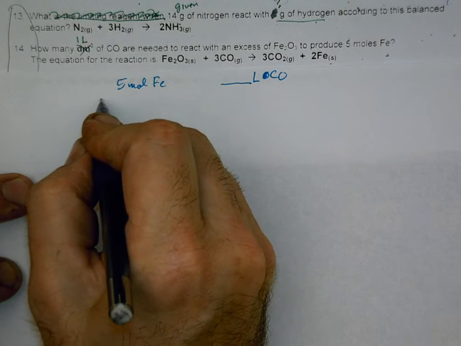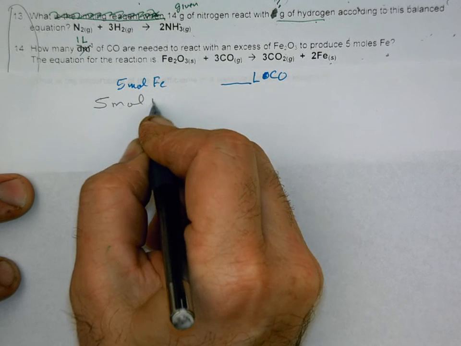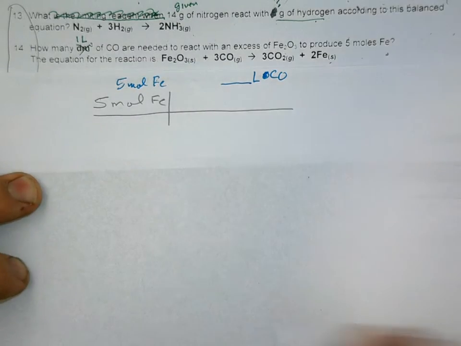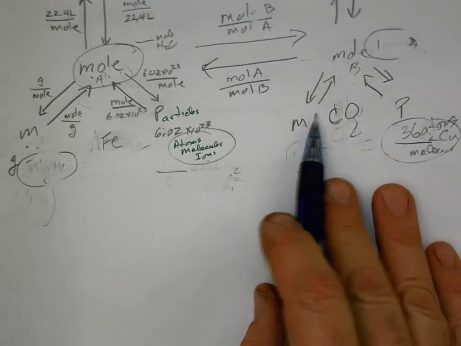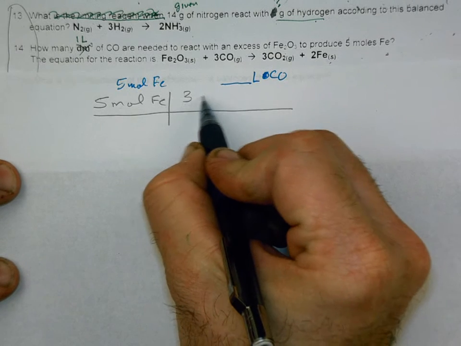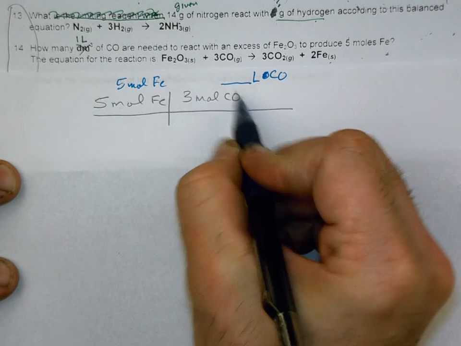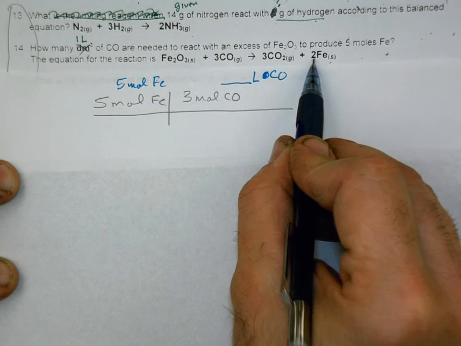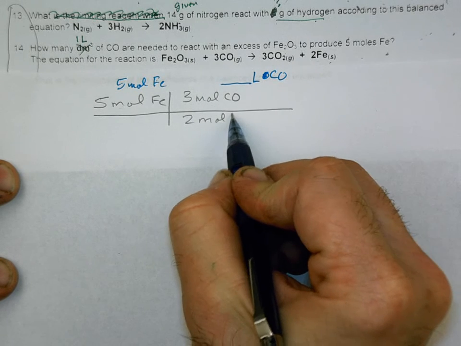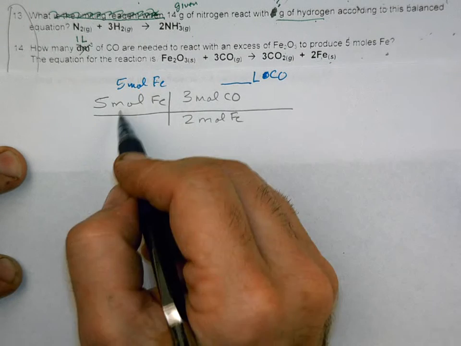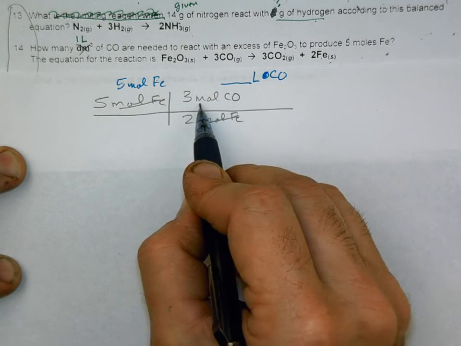So I'll rewrite this here. 5 moles of Fe, that's iron. And right away we're doing the mole-mole conversion. So we need to see how many moles of carbon monoxide there are in this problem. And we have 3 moles of CO, and how many moles of iron do we have in the balanced equation? 2 moles of iron, we go by the coefficients, 2 moles of Fe. So now in this step we've converted from moles of Fe to moles of carbon monoxide.